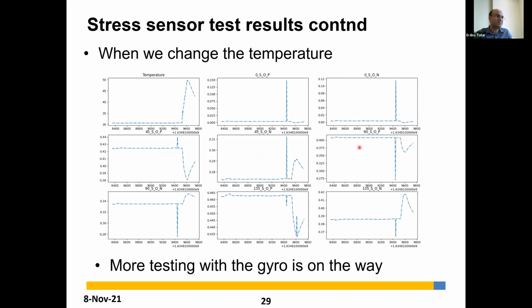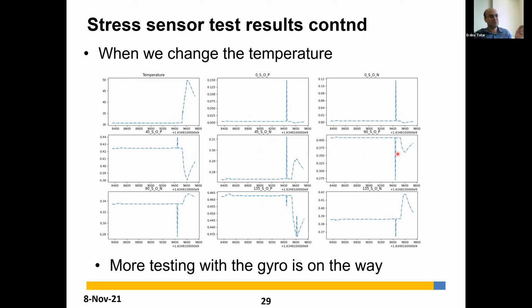And then we also did some tests where we changed the temperature. Once you change the temperature here, I'm talking about the upper left one is the temperature again, I'm talking about 20 degrees of change. The stress should change because there is a temperature coefficient of expansion mismatch between the device and the surroundings. The outputs are changing. So we are in the process of moving to our final stage in this case.